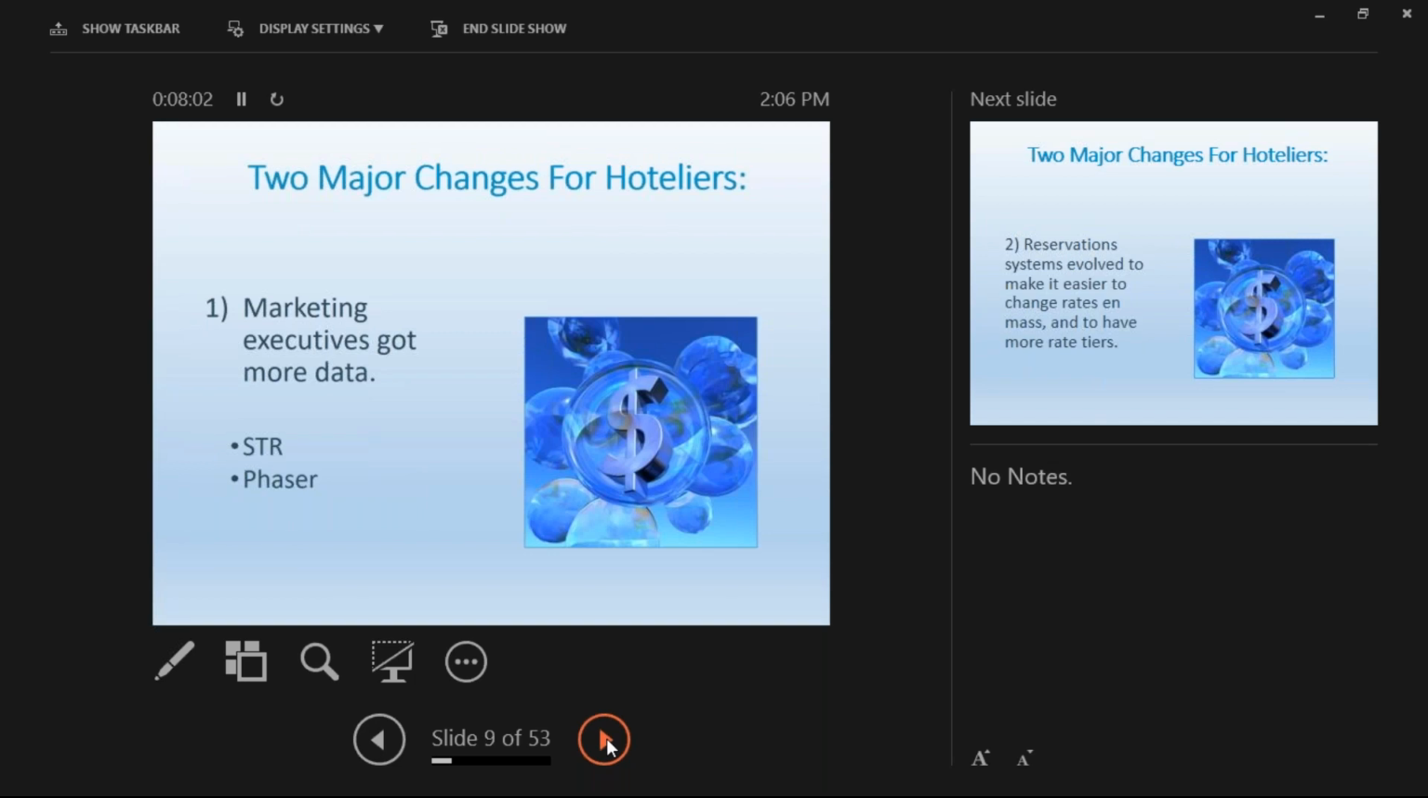Now, the two major changes for hoteliers that caused all this to reinvent itself: our marketing executives all of a sudden had more access to better data. We had a couple of things that happened around 1989, the same year I started in the training business. Smith Travel Research came out with the STR report, the STAR report as we all know it. And this allowed hotels to look at recent historical data, so they could go back and see how they did compared with other hotels and resorts in what's called the comp set. Then they also had the Phaser report, which was looking forward into the future.